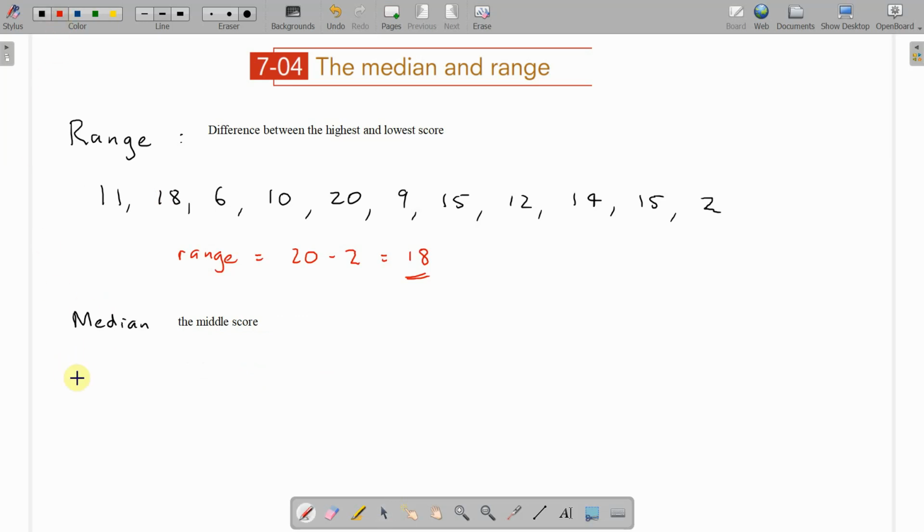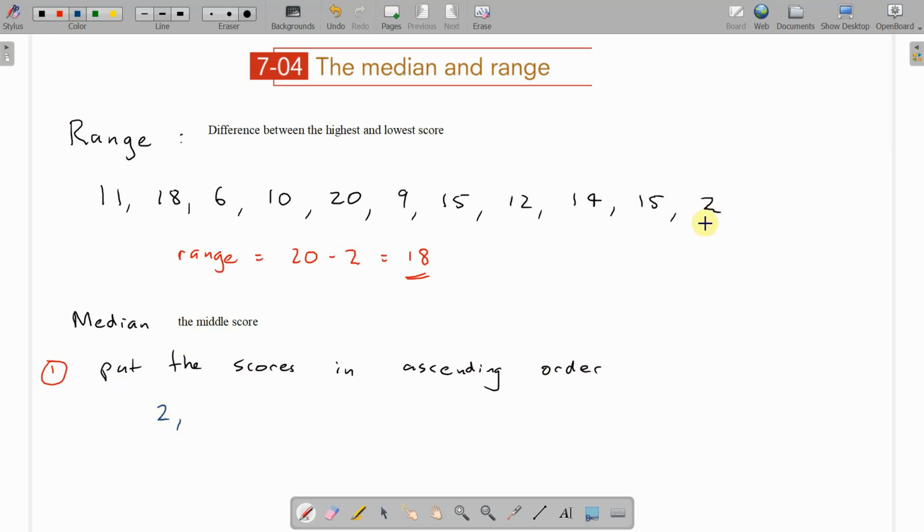Procedure, step 1. To get the median, put the scores in ascending order, lowest to highest. Very, very important. Well, all these steps are important, but you're going to miss it if you don't do the first one: put the scores in ascending order.